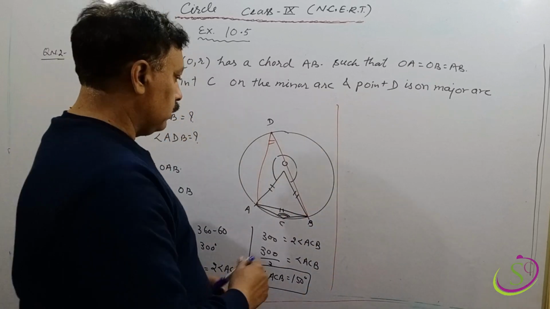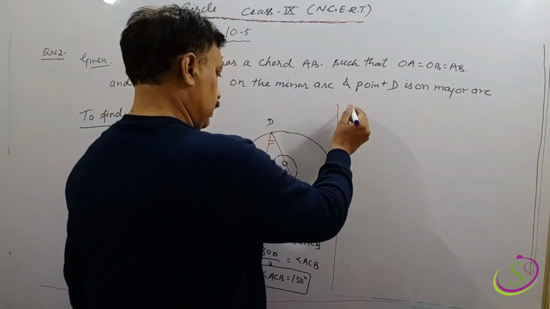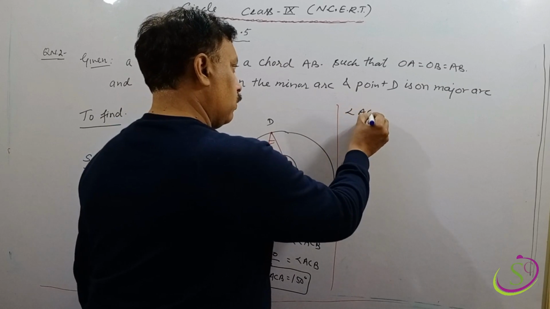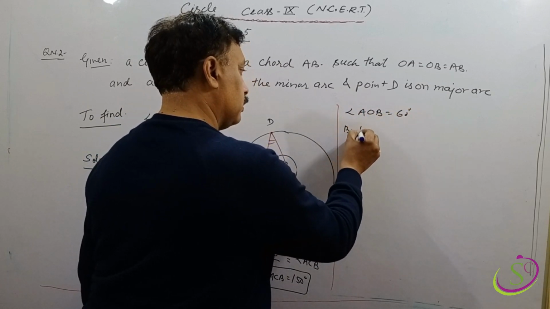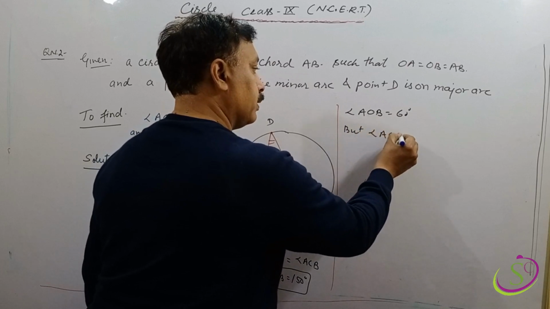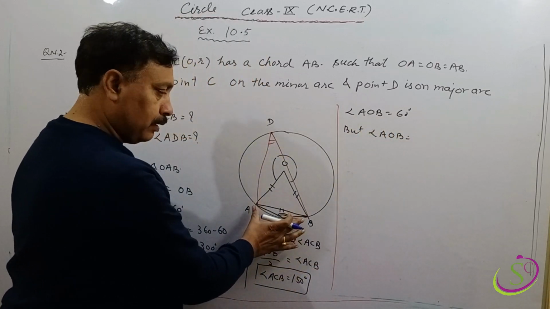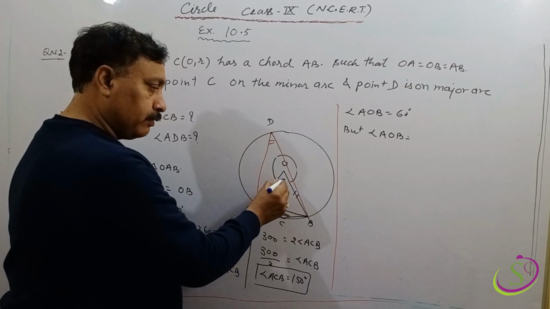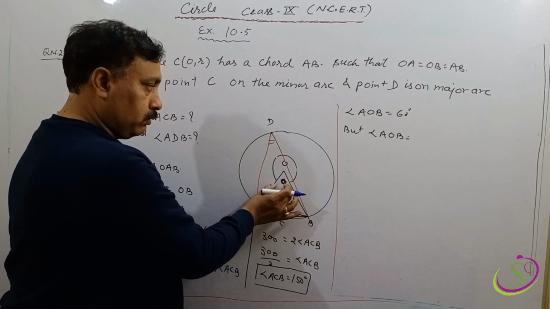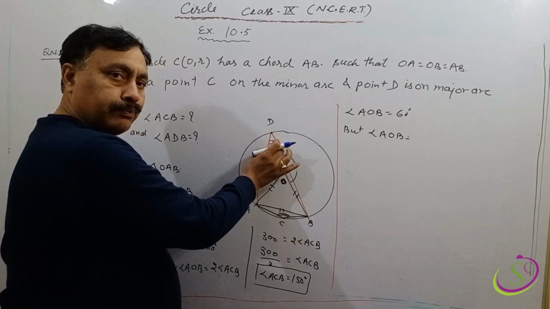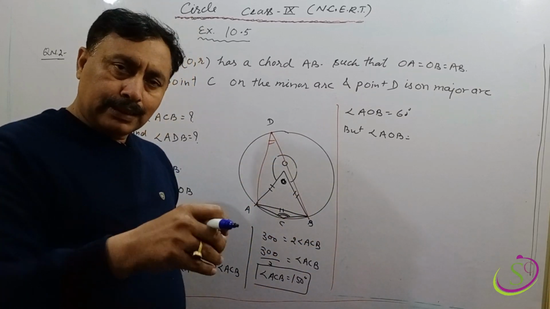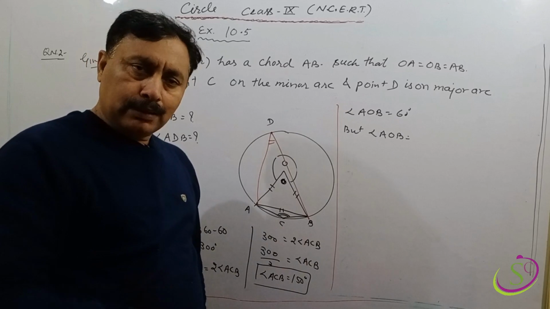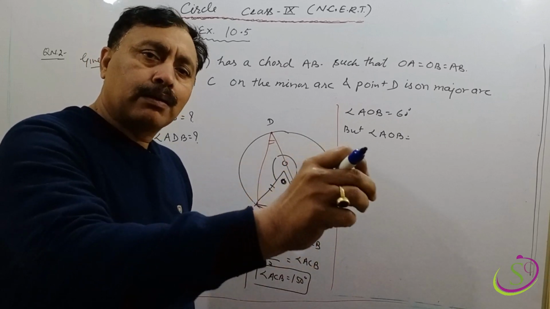अब देखो, angle AOB equal to 60 degree. But angle AOB is the angle subtended by this arc at the center, and this one is equal to double that of this angle. Clear? Angle subtended by an arc at the center is double that of the angle subtended by the same arc at the remaining part of the circle.